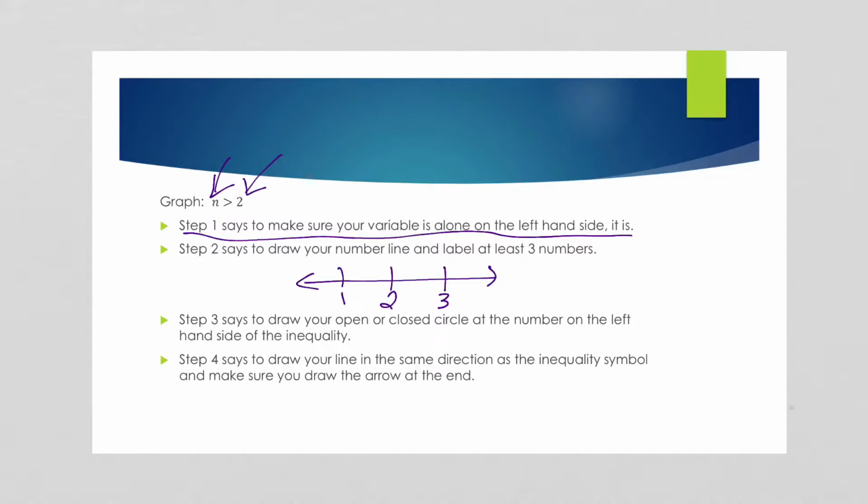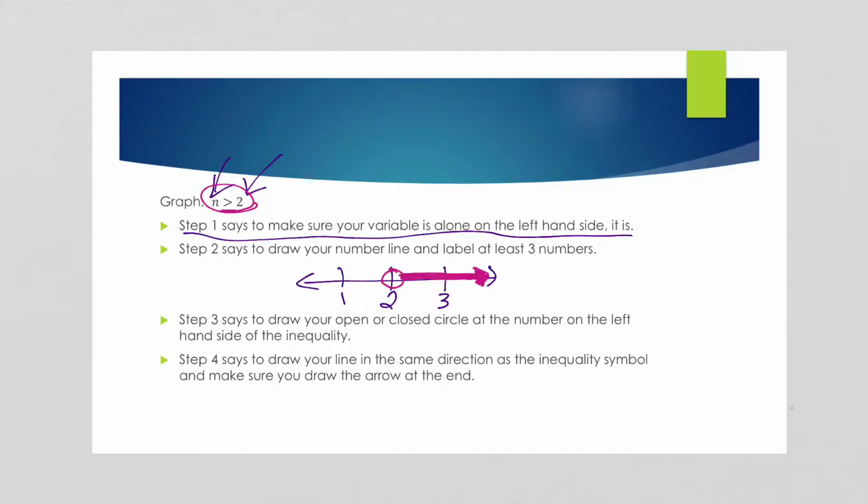The next thing that I do is decide if I need an open circle or a closed circle, and I draw that circle at the number that I'm dealing with. An open circle indicates that we do not include that number in our possible solutions. Now we have to draw our arrow or our line facing in the same direction as this sign. So this points to the right. This only works when your variable's on the left-hand side though, so you have to make sure that variable is on the left-hand side.